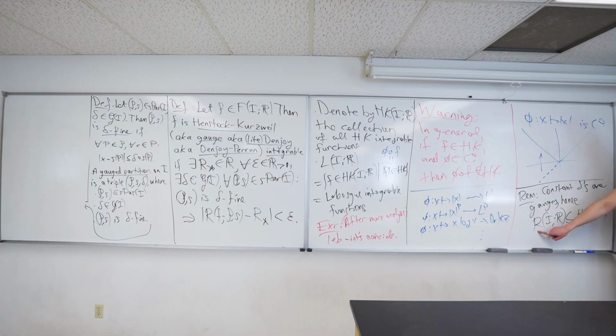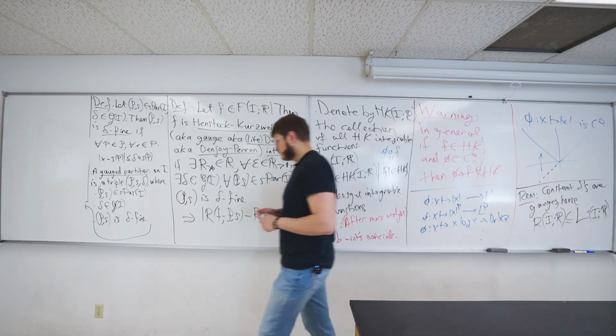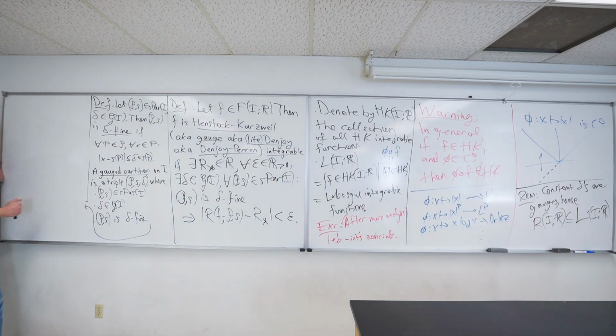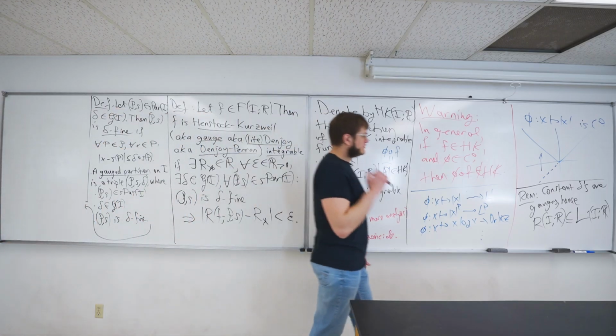Because we know that if f is Riemann integrable, as you're showing in the problem set that is due tonight, then so is its absolute value. That means both f and the absolute value of f are HK integrable, which means that f is Lebesgue integrable. So by definition, Riemann integrability implies Lebesgue integrability, not vice versa. And Lebesgue integrability implies HK integrability, not vice versa.